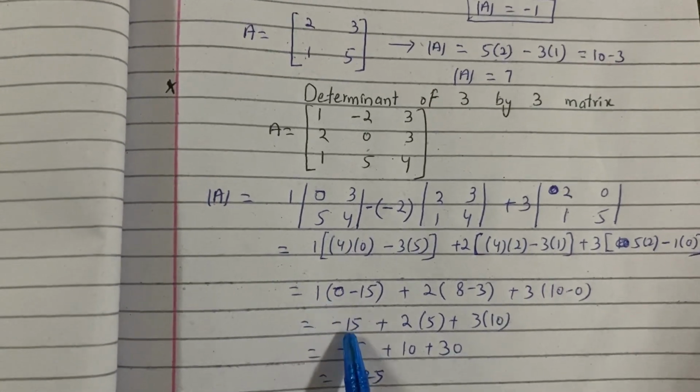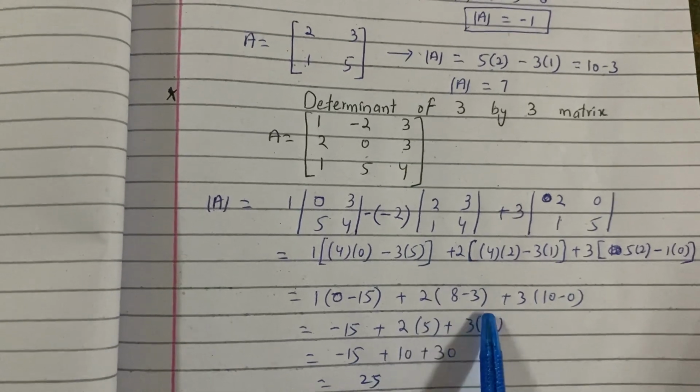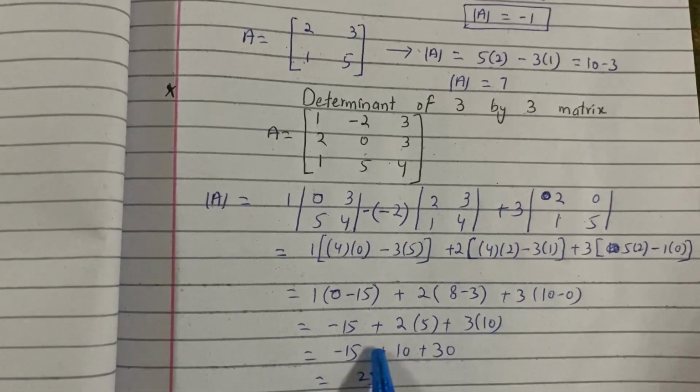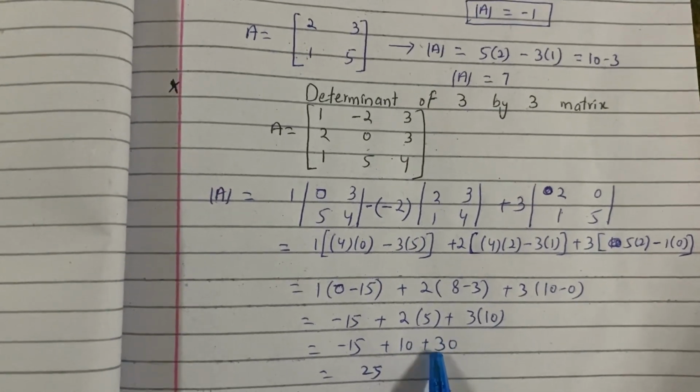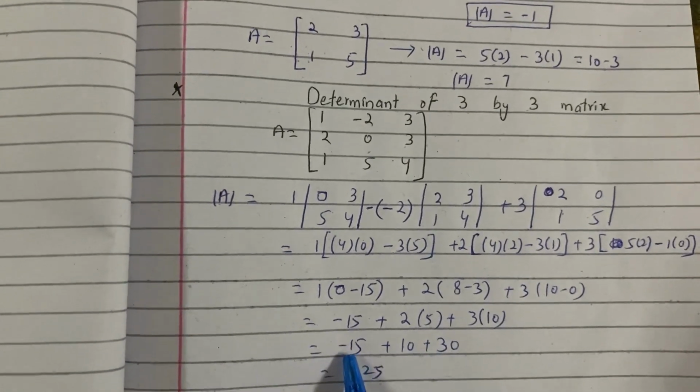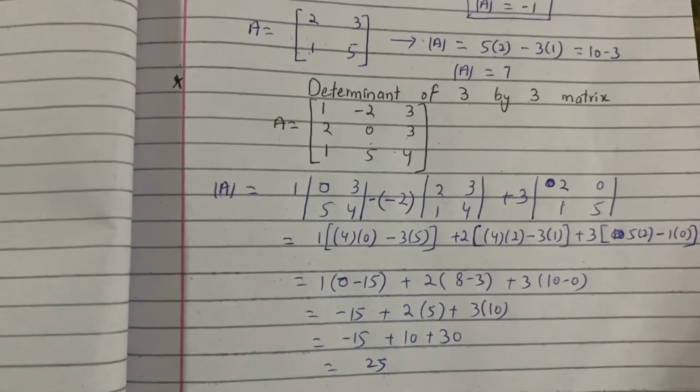So you have to multiply 1 with minus 15, which will be minus 15, plus 2 into 8 minus 3, which is 5. 3 into 10 minus 0, which is 10. So minus 15 plus 2 into 5 is 10, plus 3 into 10 is 30. So 30 plus 10, 40, minus 15 is 25. So the determinant of this 3 by 3 matrix is 25.